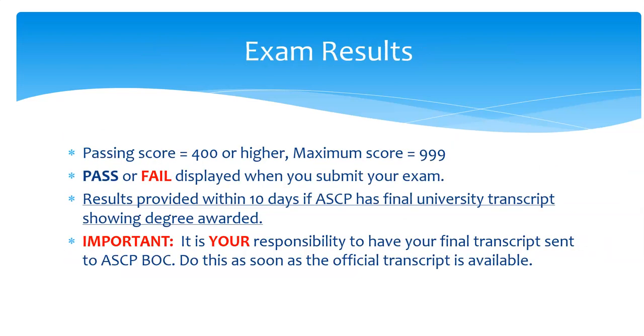The passing score is 400 or higher, and again, this is your overall score. The maximum score that can be earned is a 999, and one of my colleagues did have the honor of saying one of her students scored that. That is a perfect score. As soon as you submit your exam, pass or fail will be displayed. The results are provided within 10 days if ASCP has a final university transcript showing the degree awarded. And again, it's your responsibility to have your final transcript sent to the BOC. Do this as soon as the official transcript is available.